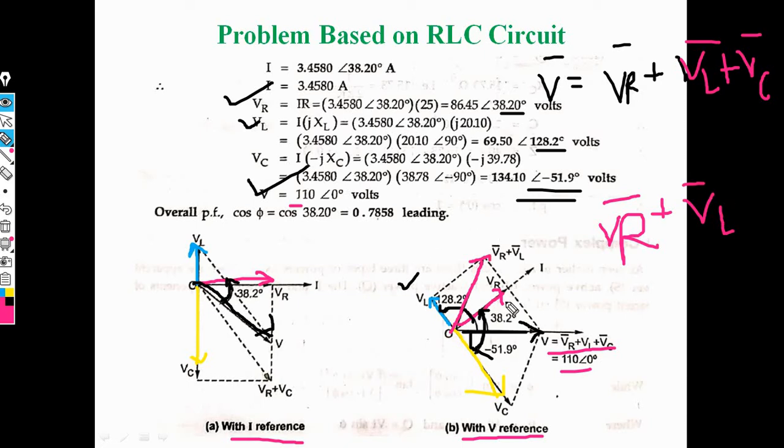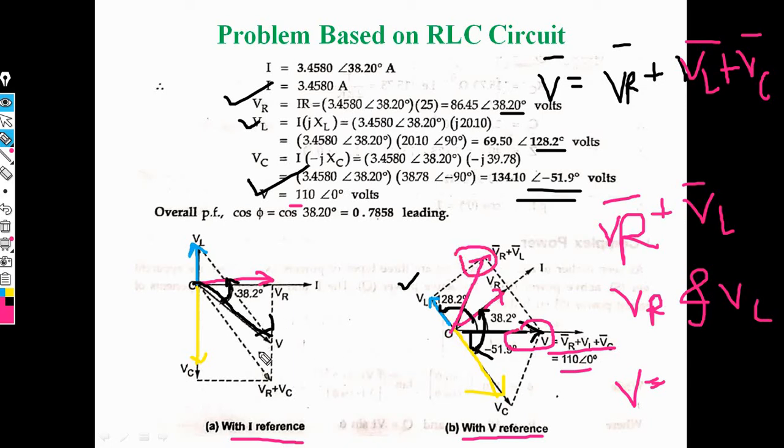Now the reference voltage between VR and VC is V here. But the value of total voltage is VR bar plus VL bar plus VC bar. Now this is the reference voltage phasor.